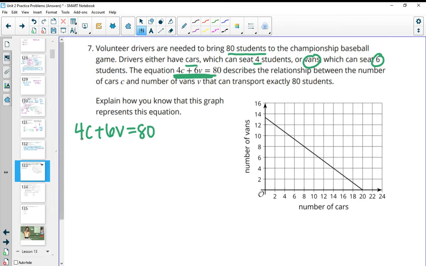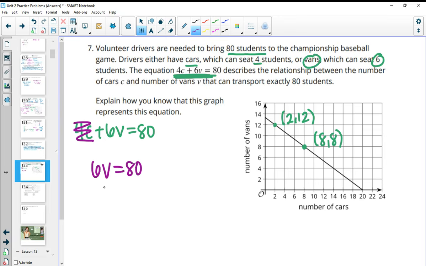So there's a bunch of different ways that you could do this. You could identify some points on here. So this is the point (2, 12), and you could plug it in, and then you could identify another point. So this looks like (8, 8), and plug that in to show that those are two solutions of the equation, and any 2 points make a line. So if you plugged those in, you could also look at finding the vertical intercept, which means that your cars would be 0. So just your vans would give you all 80 seats.